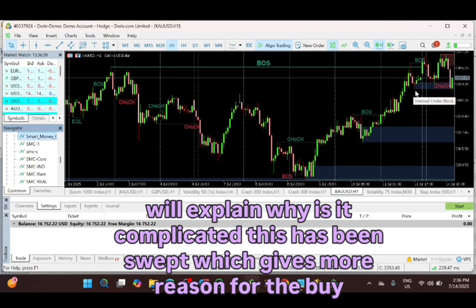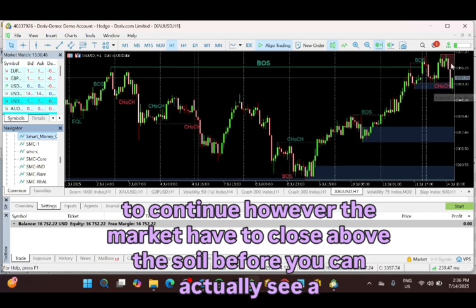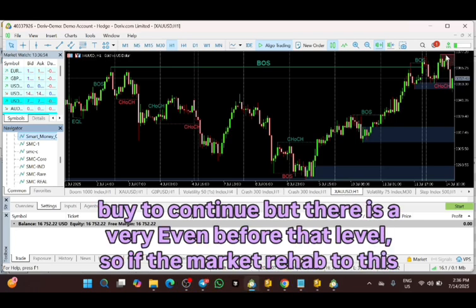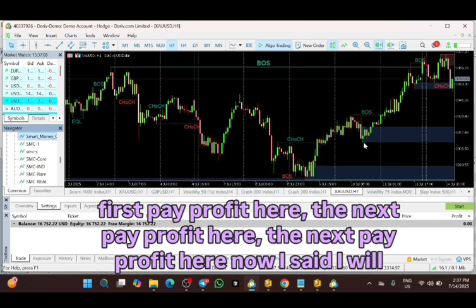Why is it complicated? This has been swept, which gives more reason for the buy to continue. However, the market has to close above this zone before you can actually see a buy continue. But there is a fair value gap even before that level. So if the market reacts to this fair value gap here on 5 minutes, 15 minutes, I can sell off, still take my profit, first take profit here, the next take profit here, the next take profit here.